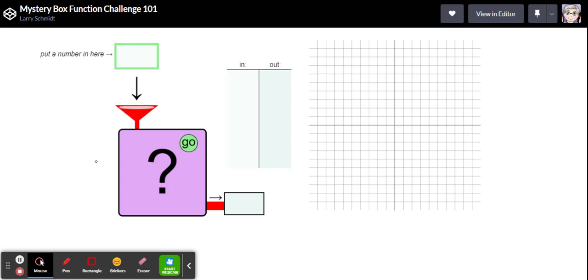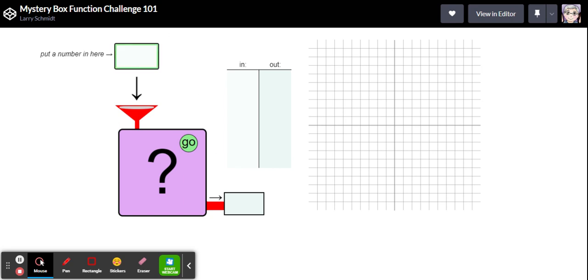Hello everybody and welcome to another Mystery Box Function Challenge. In the Mystery Box you have some math and your challenge is to find out what it is. Pause the video, click the link in the description, try this out, and when you think you've got an idea, come on back and see if we get the same thing.